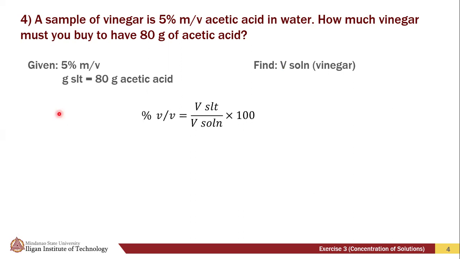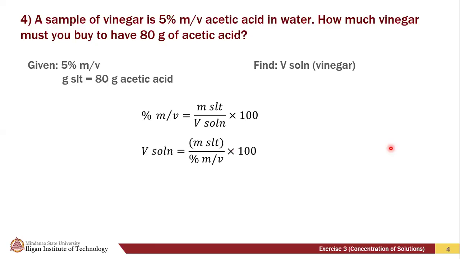Sorry for the typo. So we have the formula for our mass per volume, and we rearrange this to isolate the volume of our solution. So we should have mass solute over percent mass over volume times 100. And substituting the values, you have 80 grams divided by 0.05.